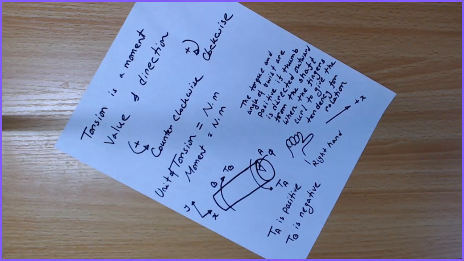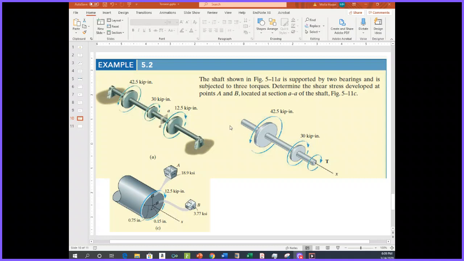Now let's solve a problem. So this is the problem. It's in the book, example 5.2. In this problem, a shaft is supported by two bearings, and it is subject to three torques. One is 42.5 kilopounds inch, the other is 30 kilopounds inch, and the third one is 12.5 kilopounds inch. Determine the shear stress developed at points A, B located at section A.